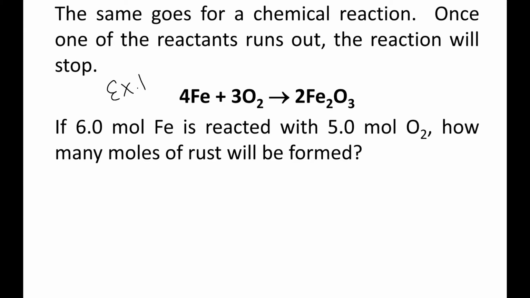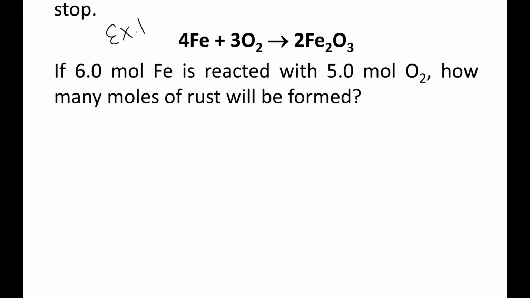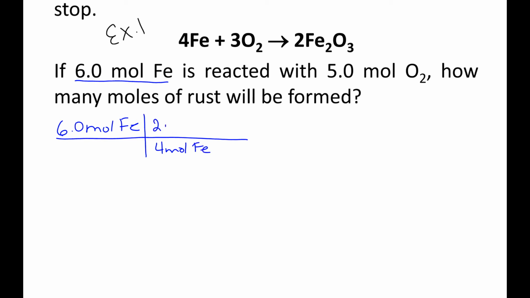So we're going to use blue and red. Let's move this up a little bit. We're going to use the 6 moles of iron first. So 6.0 moles of Fe. We've got 4 moles of Fe and 2 moles of Fe2O3. Do the calculation, you get 3.0 moles of Fe2O3, because 6 times 2 is 12, divided by 4 is 3.